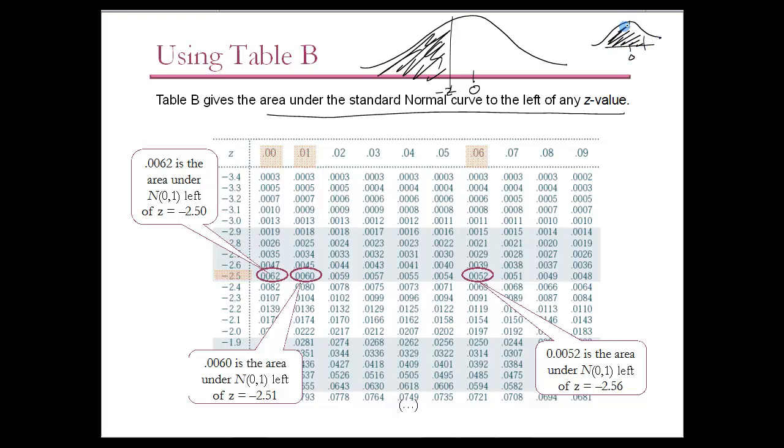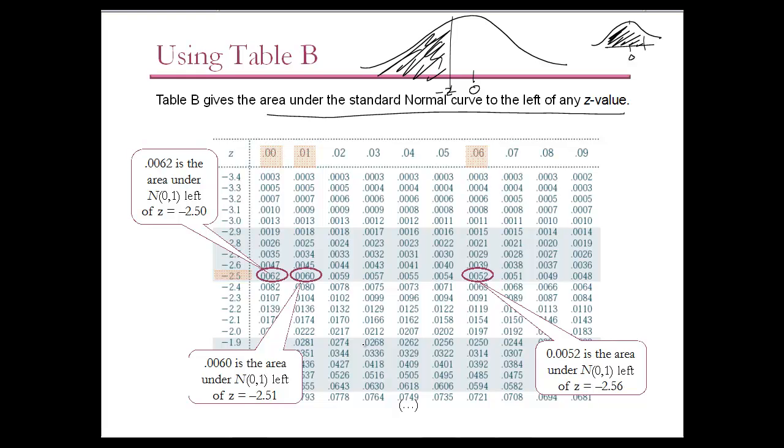So they should be more than 1/2. So everything on this left-hand side, where the negatives are, these will always be between 0 and 50%. Okay, the other side will always be between 50 and almost 100%. So how do we use this table?